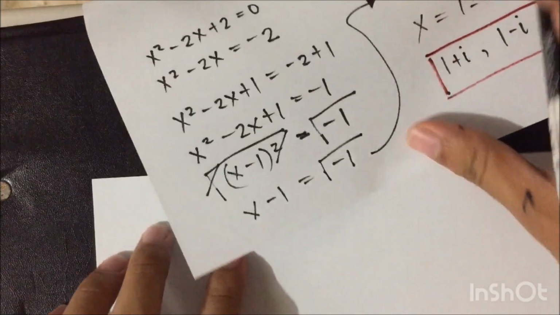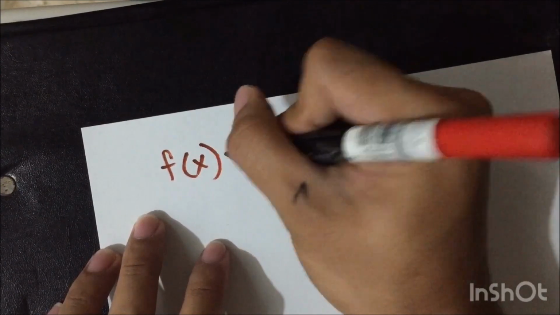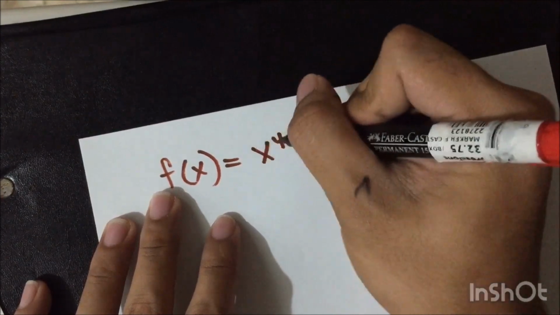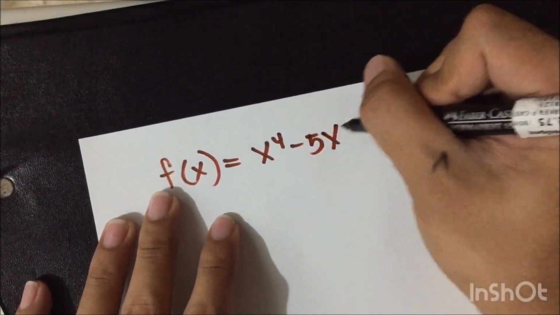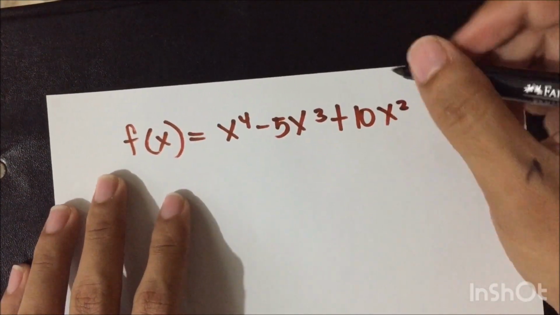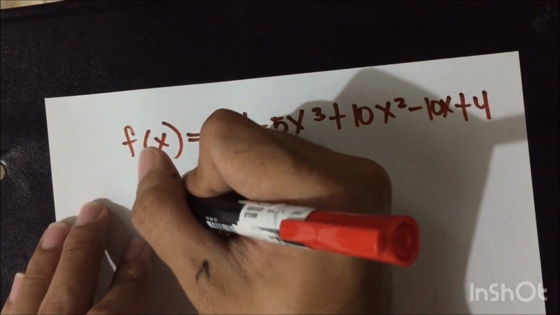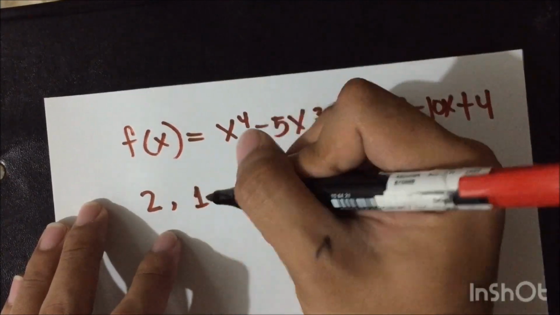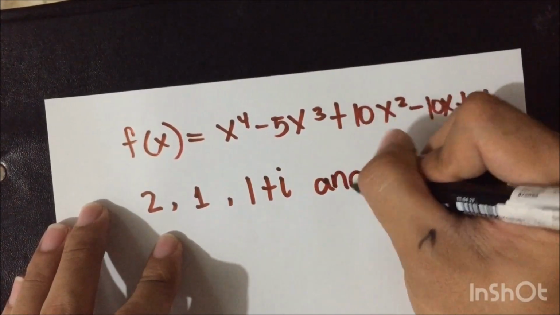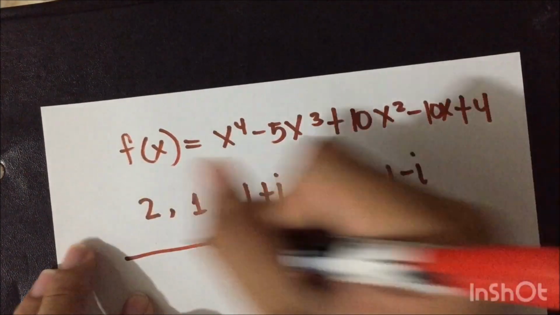So ayun, therefore, ang roots ng ating function na x raised to 4 minus 5x cubed plus 10x squared minus 10x plus 4 ay 2, 1, 1 plus I at 1 minus I. Ito na ang ating final answers.